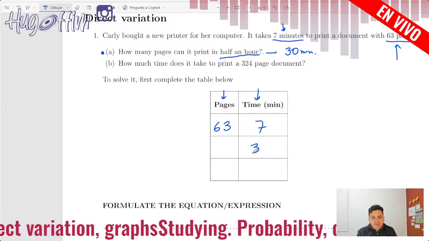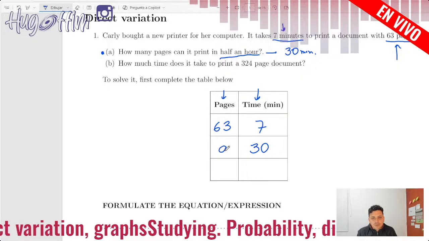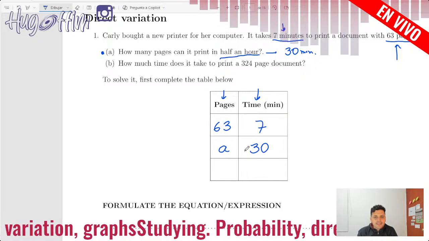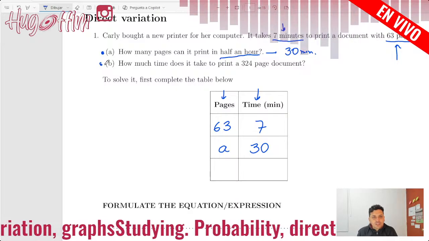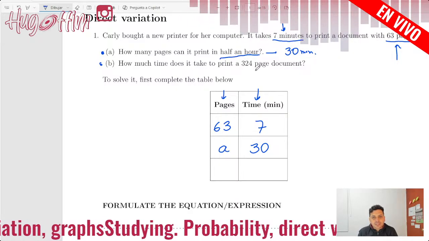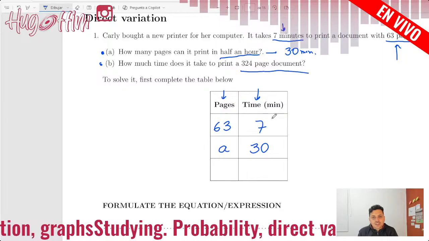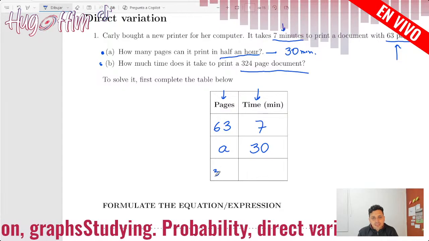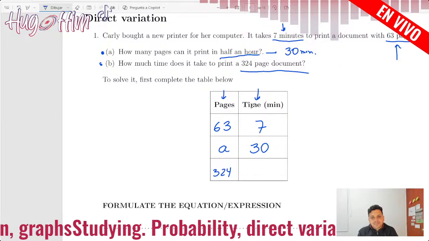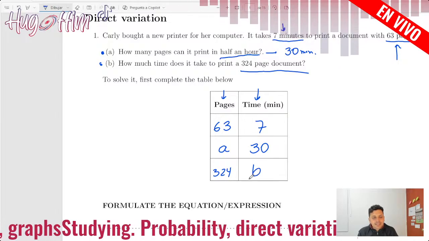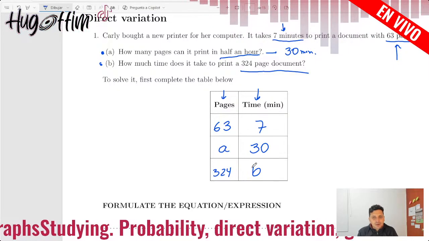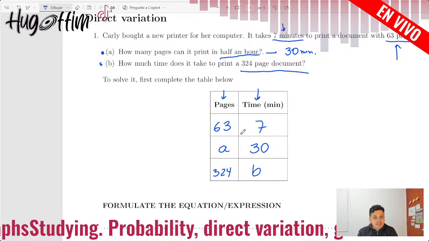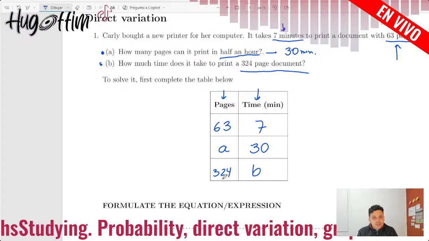So in 30 minutes, I don't know the number of pages, so I'm going to put A. And the second question says how much time does it take to print a 324-page document? So it means that I know the number of pages, 324, and I want to know the time. I'm going to call it B. You can call it P and T, there's no problem, but the idea is that you collect the information in a way that you can solve it.